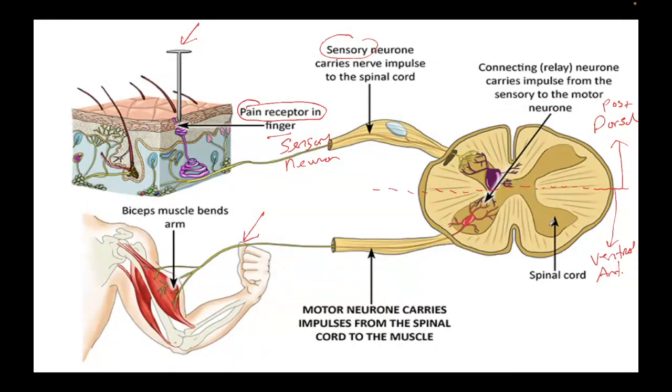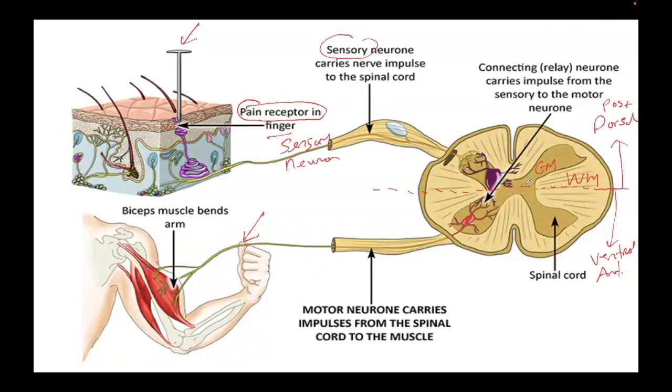See the butterfly in the middle? This butterfly is called gray matter, and everything surrounding the gray matter is called white matter. What makes white matter white is that it's myelinated. All of this is myelinated. The butterfly, or the letter H in the middle, is gray matter. It's unmyelinated.